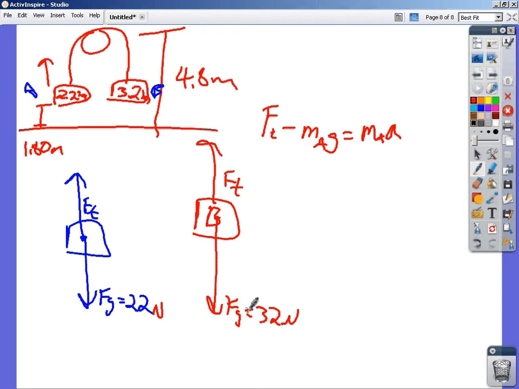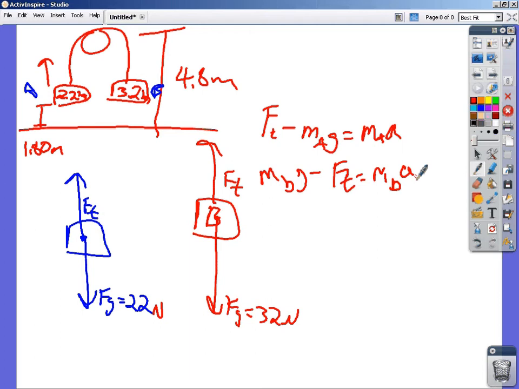Yeah, M sub A times A. Sorry, but what I'm trying to show you, I think this simplifies. What is M_A g? Mass of block A times negative 9.8 meters per second squared.